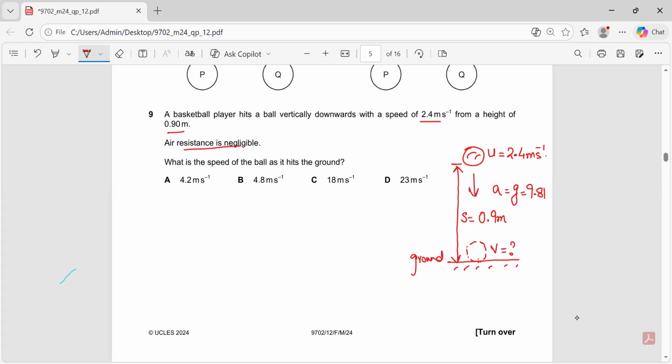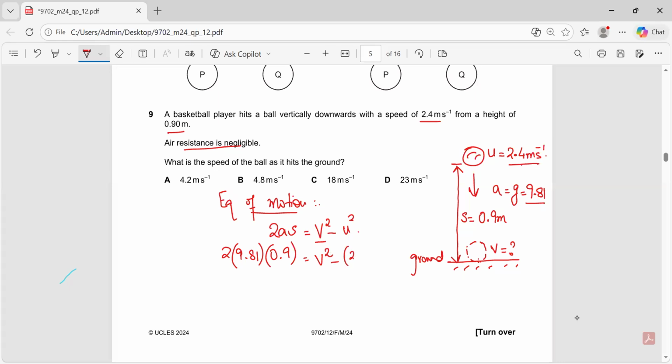We will be using the equation of motion. And what equation of motion is suitable for finding the final velocity? We will be using the equation 2as = v square minus u square. So what will it become? 2. It is falling down, so acceleration will be how much? 9.81. How much is the total distance? 0.9. We need to find the final velocity. Let it be v square. What's the initial velocity? It is 2.4 whole square.